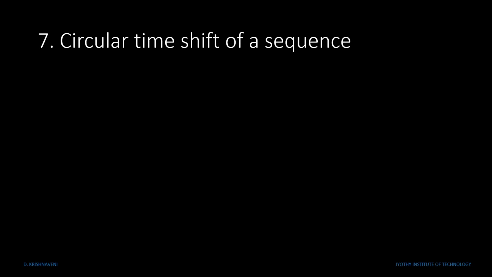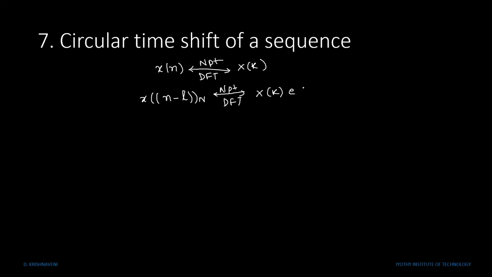Next property is circular time shift of a sequence. From the name circular time shift, it indicates that the time domain sequence has been shifted in time. So if the original sequence is x of n, and the DFT is X of k, then circular time shift means the time domain sequence is circularly shifted, indicated in this way, x of n minus l modulo N. That means x of n is circularly shifted by a value l. Then when you apply DFT on this circular time shifted sequence, we will get X of k into e to the power of minus j 2 pi k l by N.